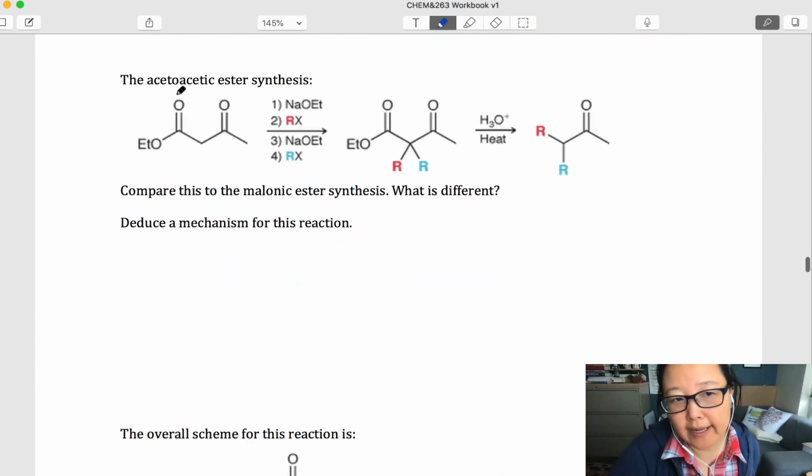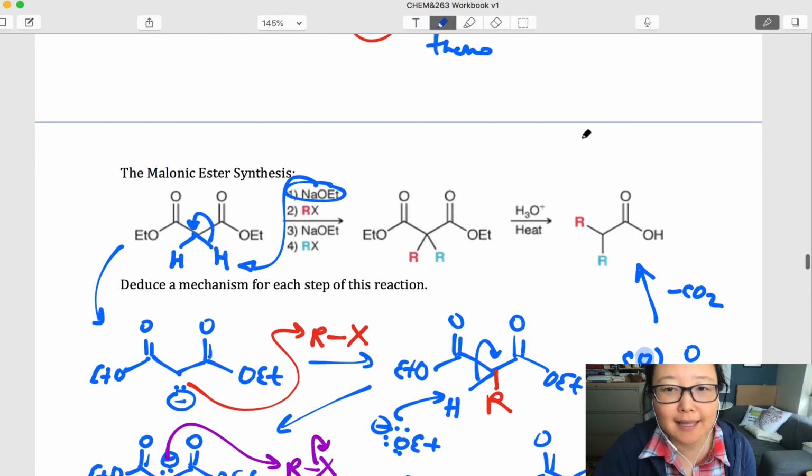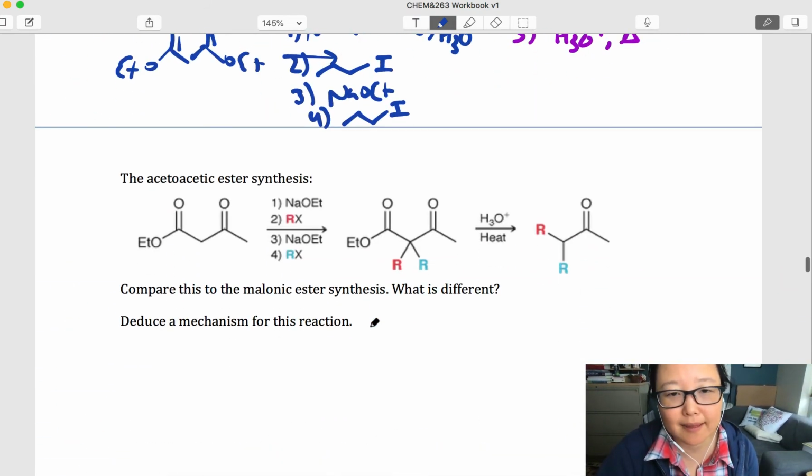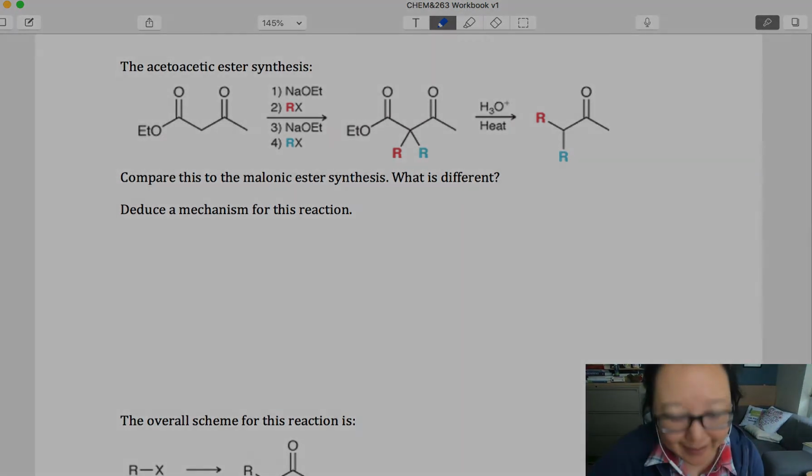We have an ester on one end and a methyl ketone on the other, because it's an ethyl acetoacetate. Acetyl group is a C double bond O with a methyl group, so acetyl group. That's the only difference. So there's no OEt over here. So when we end this, we get a methyl ketone. So when you want a methyl ketone, you want to start with this. When you want a carboxylic acid, you start with that. That's all. So basically, otherwise, all the same thing. So why don't you guys then give me the mechanism for that and come back.